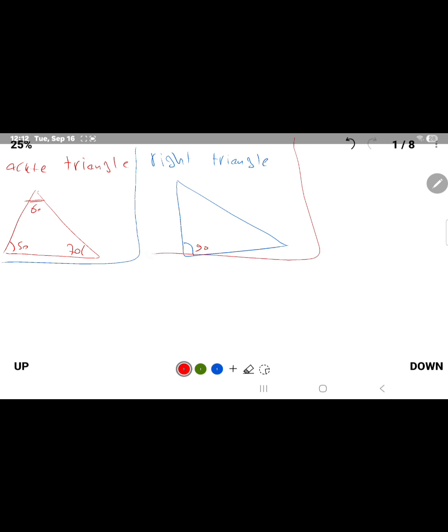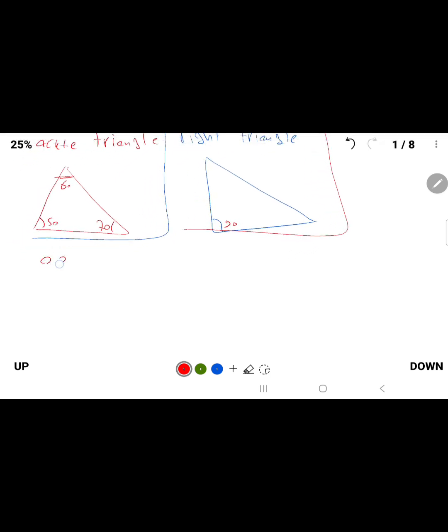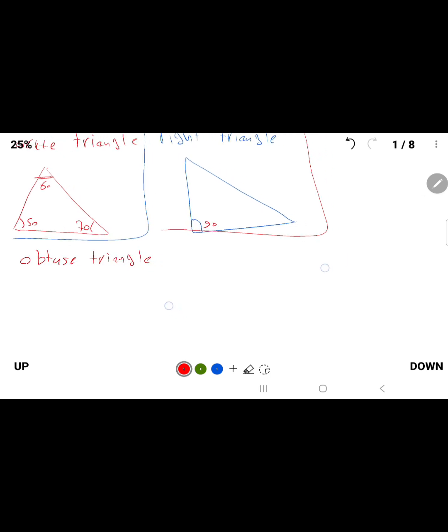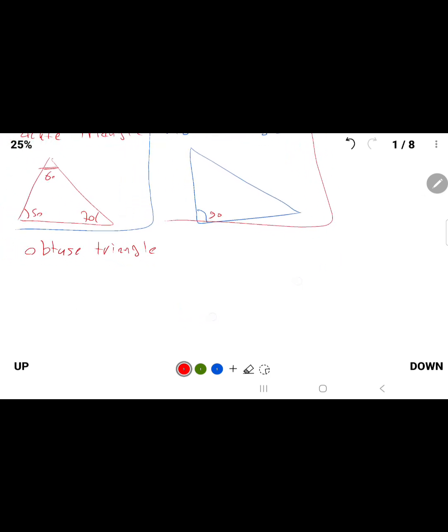Now the next one we have is the obtuse triangle, like this. Now in an obtuse triangle, one of the angles is greater than 90 degrees. So here you have 115.